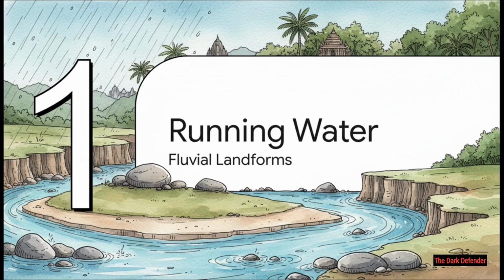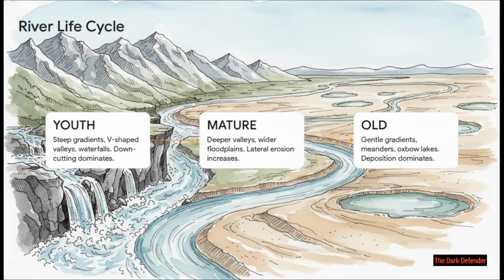First up, running water. You could argue this is the most important geomorphic agent on the planet. I mean, especially in humid places that get a lot of rain, like most of India, its work is everywhere, creating what we call fluvial landforms. You can think of a river as having a life cycle. In its youth, it's full of energy, rushing down steep slopes, cutting straight down and carving out sharp V-shaped valleys.